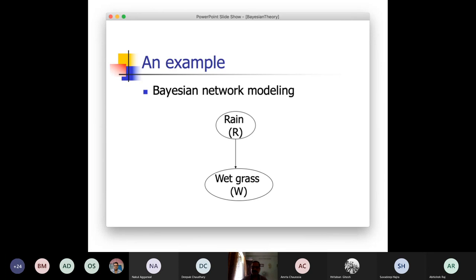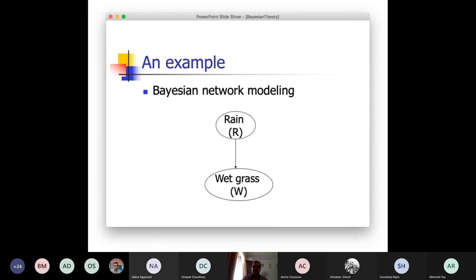And the other variable is called wet grass, with the symbol W. So wet grass is whether the grass is wet or not. So once again, it's a Boolean variable, right? So you can see that the grass could be wet even without rain, or with rain there is a possibility that the grass may not be wet because of other environmental factors. So all the possibilities are there.